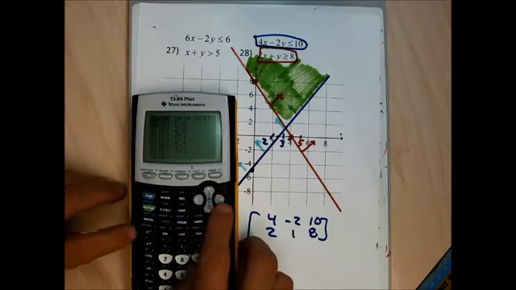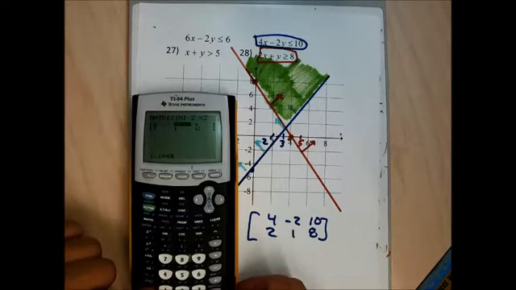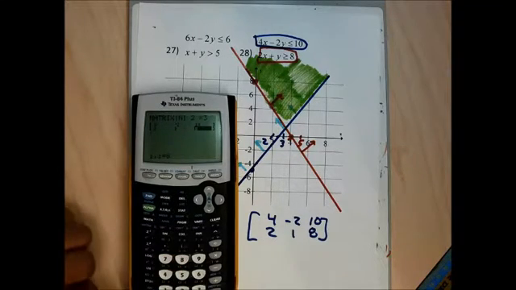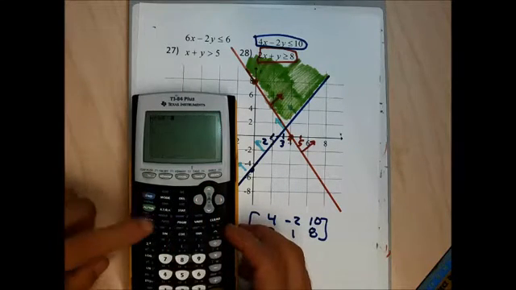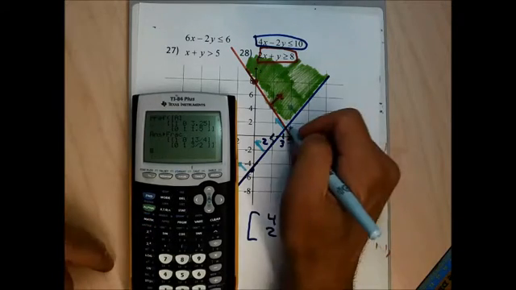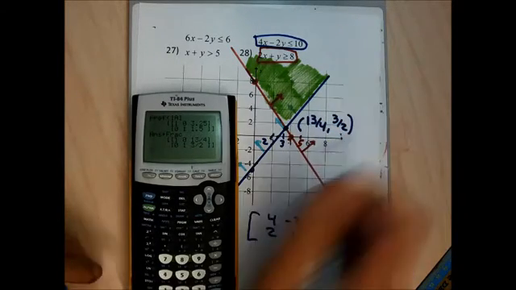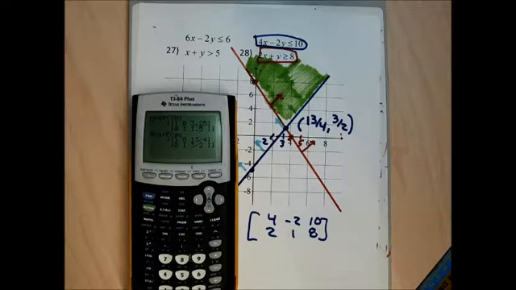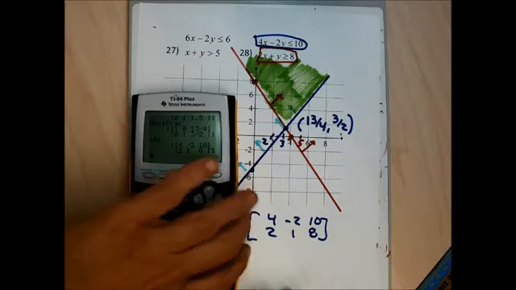So second matrix, edit. Let me get that 2 by 3 matrix in there. 4, negative 2, 10, 2, 1, and 8. Second quit, second matrix math, RREF, second matrix names, enter. Yeah, math, enter, enter. So this is the point (13/4, 3/2). That surprises me. Let me make sure I entered that matrix right. 4, negative 2, 10, 2, 1, 8. I entered it right, so that's the intersection point.